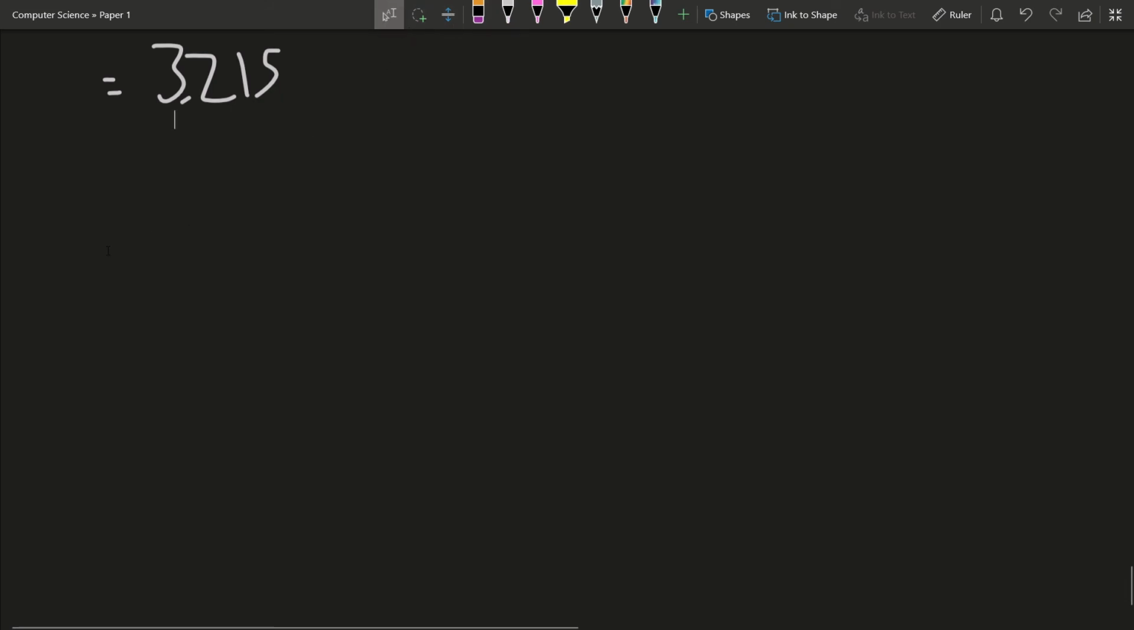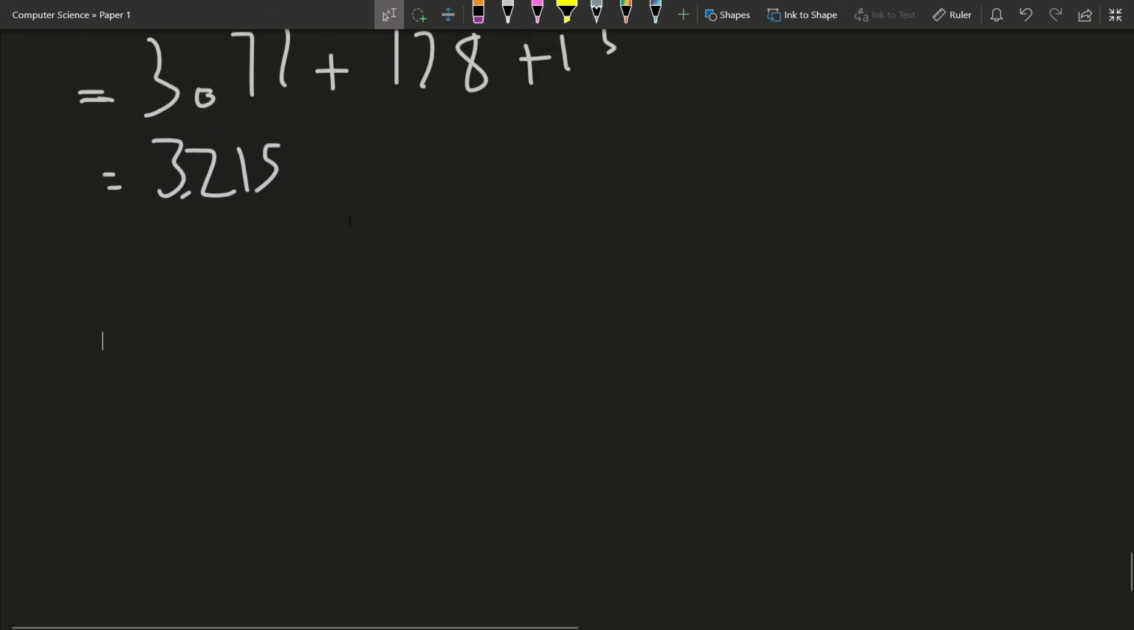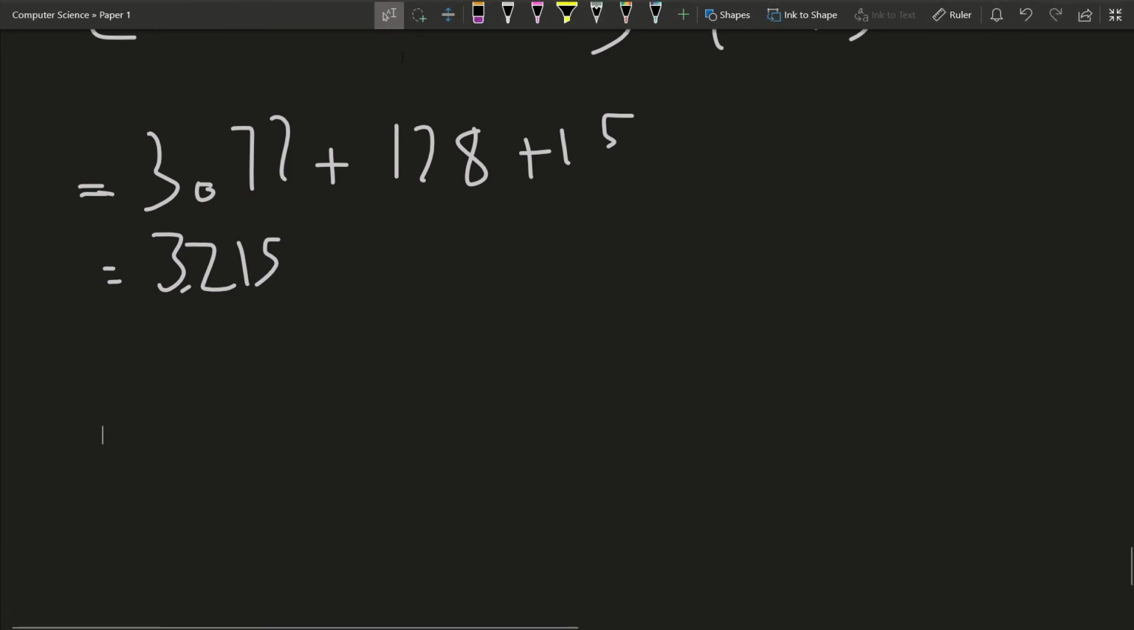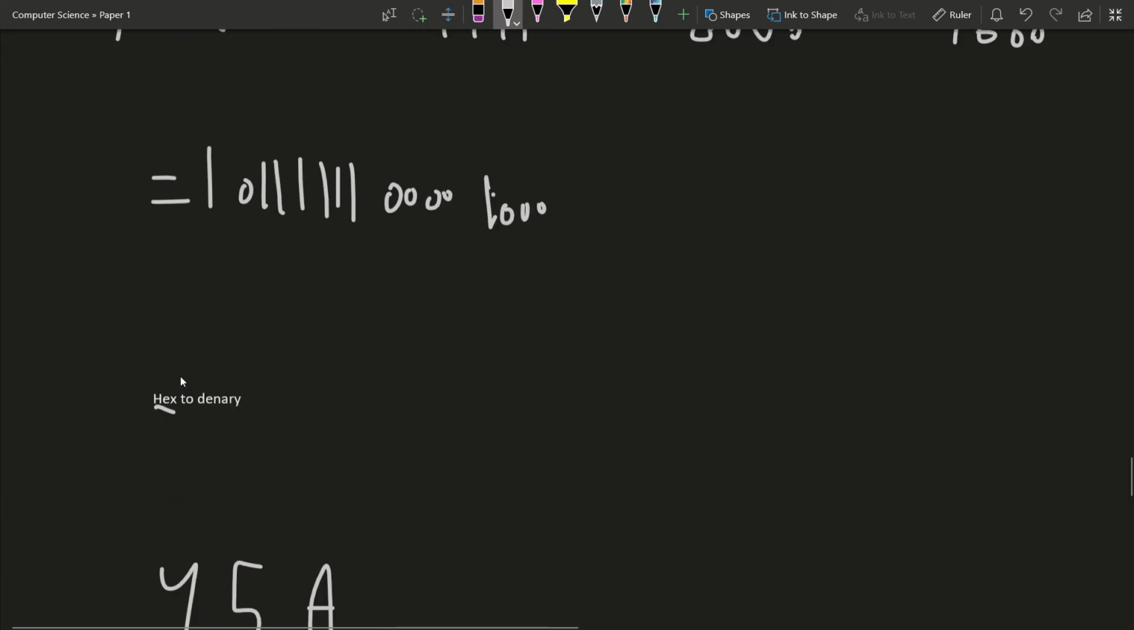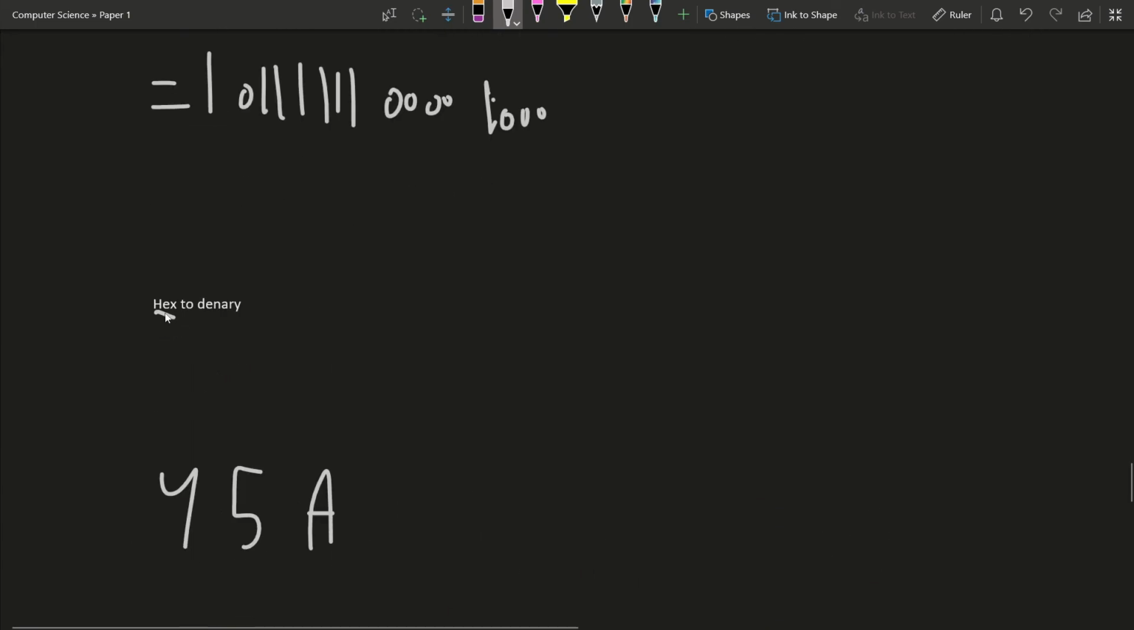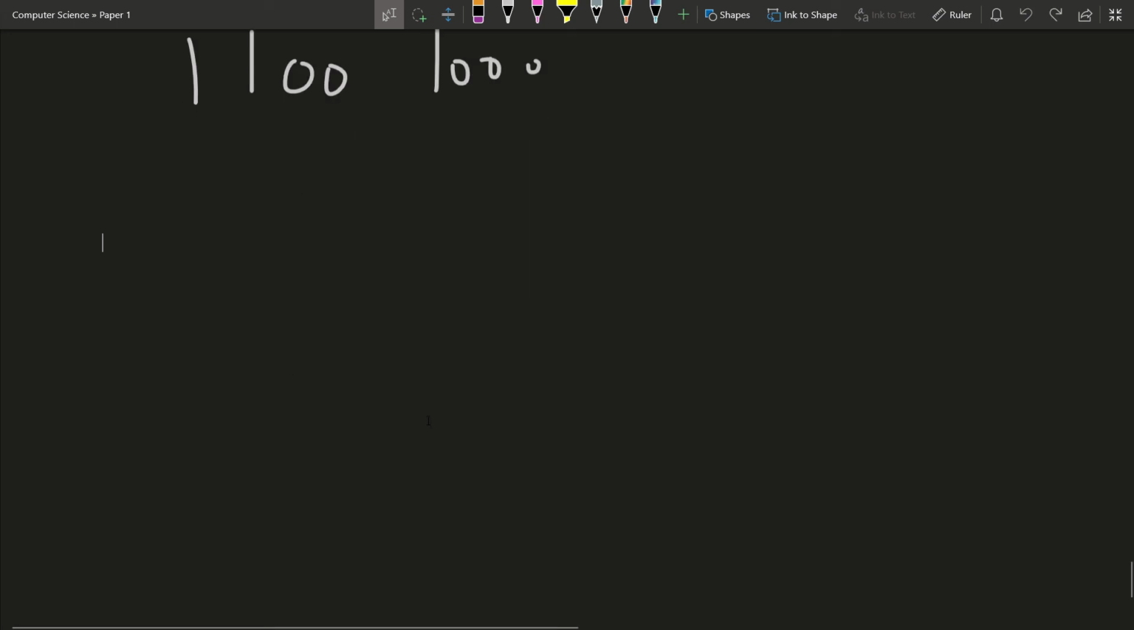Oh wait, I forgot to mention, if this is too hard, you can basically convert hexadecimal to binary, and then from binary to denary. So let's also write that down right here. Hexadecimal to binary, and then binary to denary. Let's just go on to the next question.